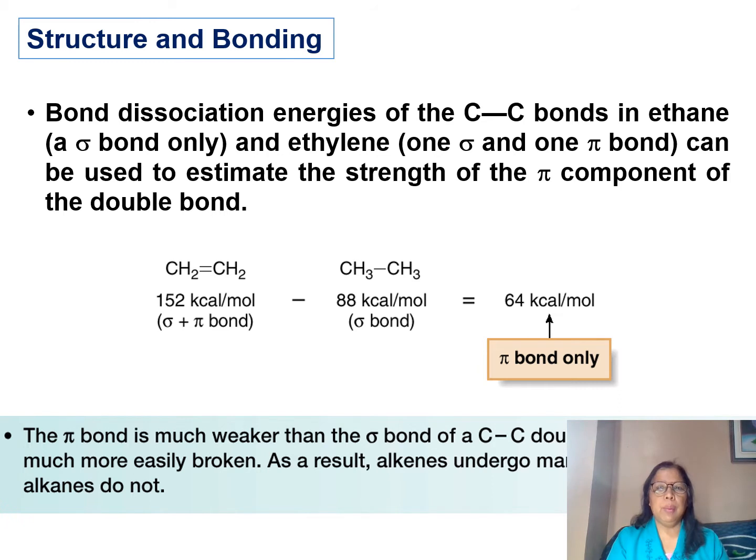So if we are going to look at a carbon-to-carbon single bond, one sigma bond is equivalent to 88 kilocalories per mole, or it requires this kind of energy. Then for the case of the double bond, it is 152 kilocalories. It is higher than this because it has both sigma and pi bond. So from here, we could determine that the energy for the pi bond is 64 kilocalories per mole. The 152 kilocalories per mole is standard. It is given.